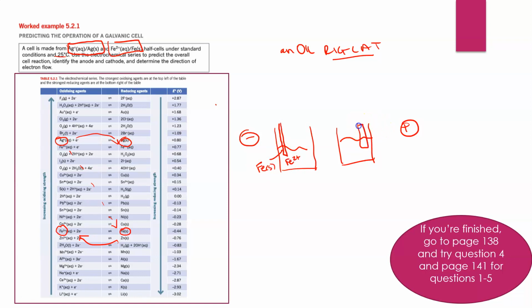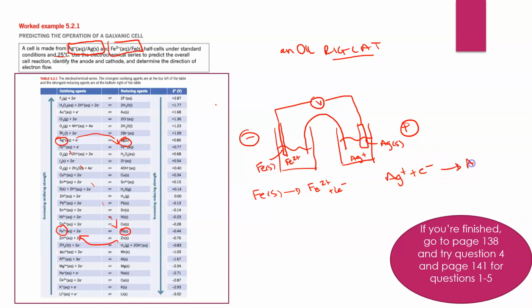I'm going to have Ag solid, Ag+ in solution. I'm going to connect them with my salt bridge, an external circuit with my voltmeter. And this will be the anode, so I will have Fe solid going to Fe2+ plus 2 electrons. And at my cathode, I will have Ag+ plus an electron going to Ag solid.